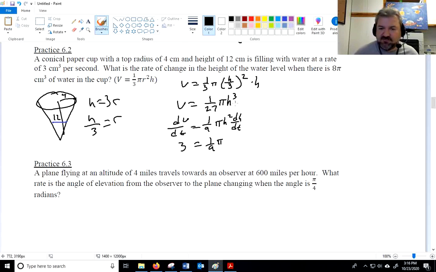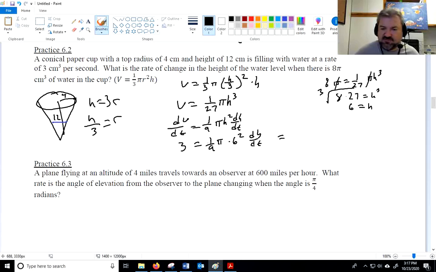Well, we know that volume is equal to this in terms of h, so we'll say 8 pi equals 1 over 27 pi h cubed, so cancel out those. And I have 8 times 27 equals h cubed. So multiply both sides by 27. We'll take the cube root, and I can just take the cube root of each one of these separately, so that's 2 times 3 is 6. All right, so that becomes 6 squared, and then dh/dt, which is what we're looking for.